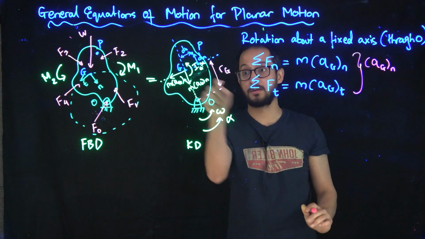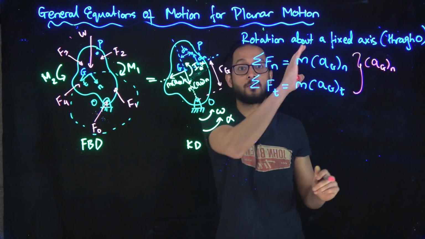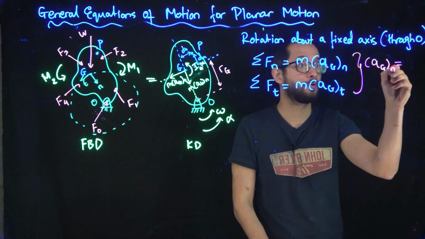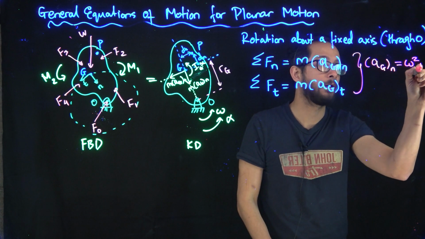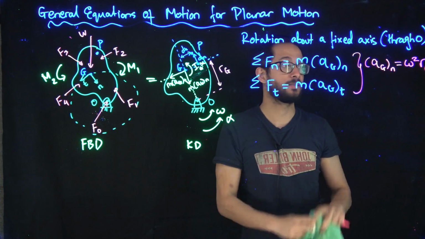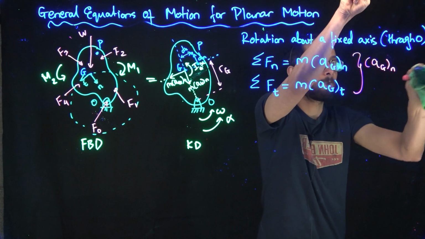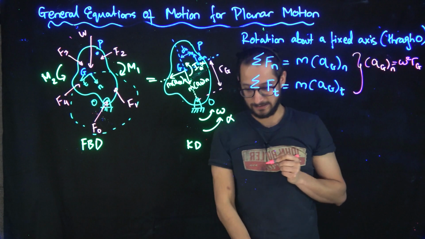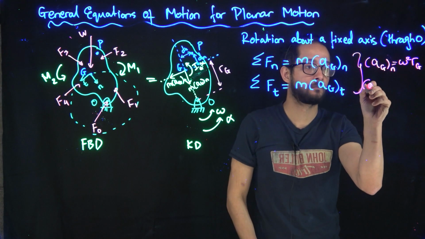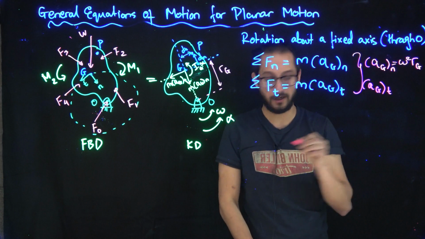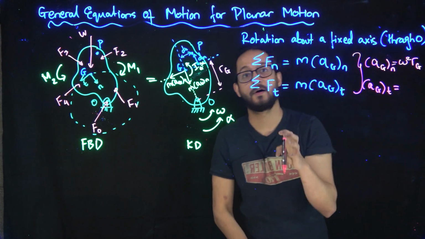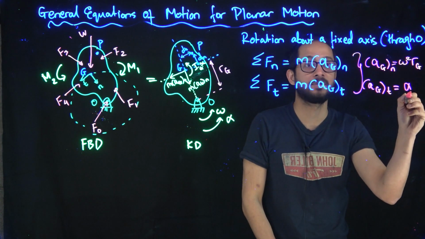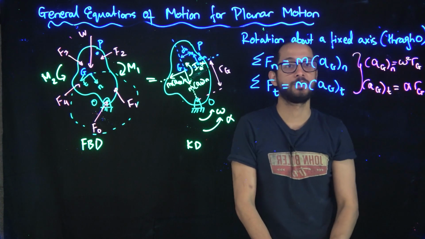So the normal acceleration is just omega crossed with r, but if you look at the scalar term in planar motion, that's just going to be equal to omega squared times this distance rg. And then the acceleration in the tangential direction is going to equal what? It's alpha, the vector alpha crossed with rg. So if you write that out, the scalar term is just equal to alpha rg, like that.